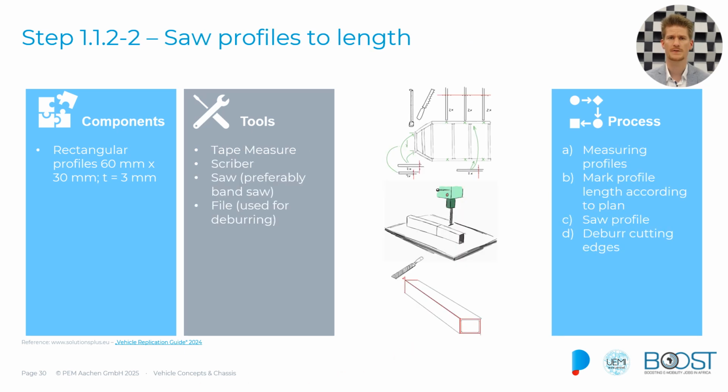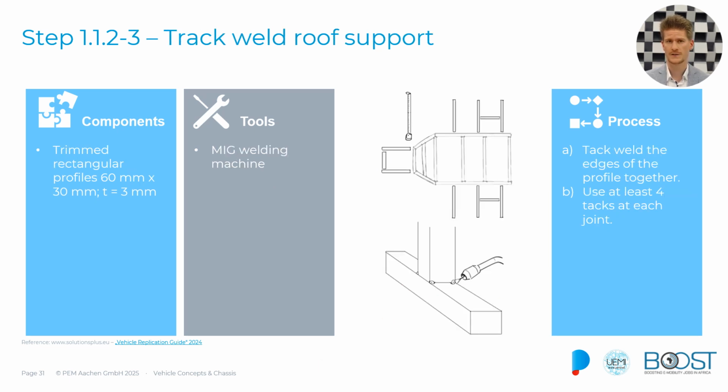If we have determined the geometry, we will then move on to sawing them to length. So it's very similar to the base frame process, again using a tape measure, scriber, a saw and a file. Once we have marked the length, we saw it, and then we will deburr the edges in order to have a good connection. We take our trim profiles and use again a MIG welding machine.